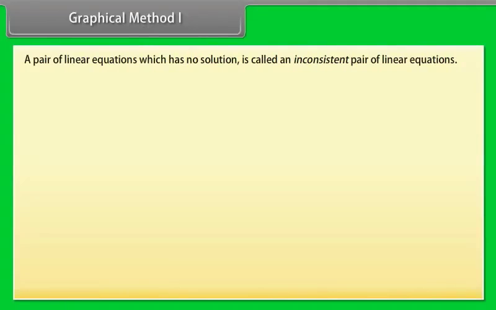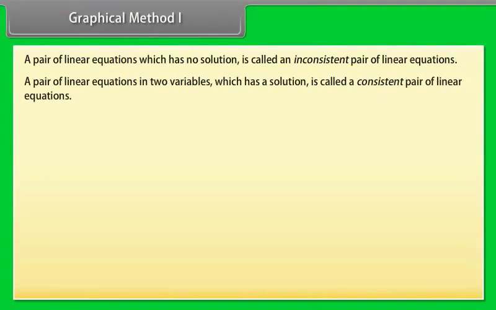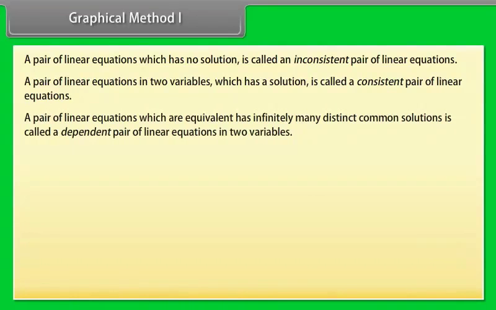Graphical method 1. A pair of linear equations which has no solution is called an inconsistent pair of linear equations. A pair of linear equations in two variables which has a solution is called a consistent pair of linear equations. A pair of linear equations which are equivalent and have infinitely many distinct common solutions is called a dependent pair of linear equations in two variables. A dependent pair of linear equations is always consistent.